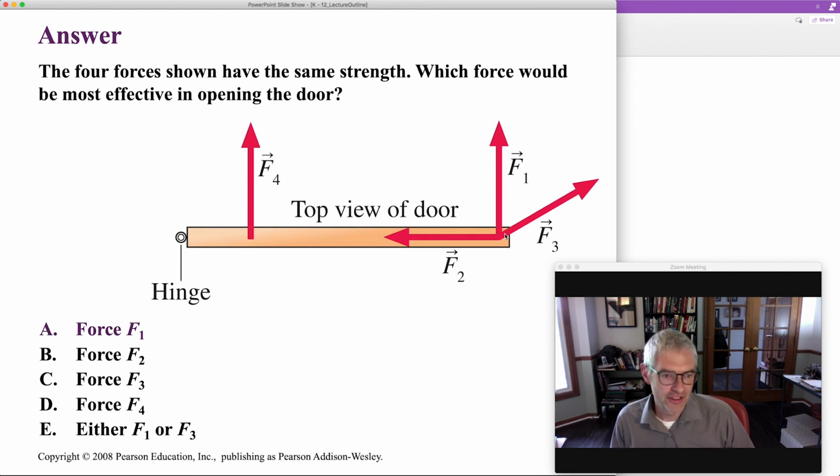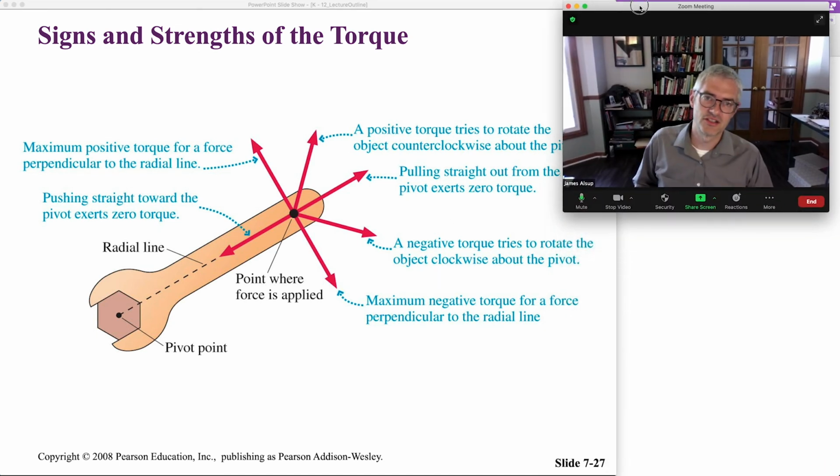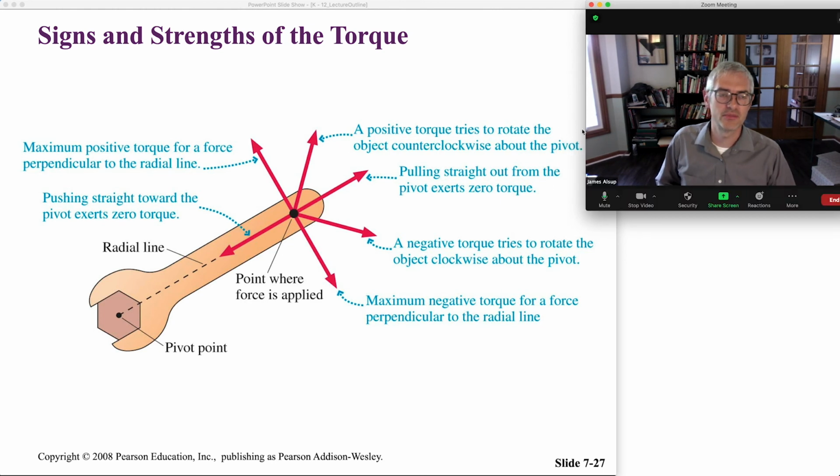When you're pushing perpendicular to the door and as far out as possible, it's easier to open up, right? If you're real close to the hinge, much harder to open in that case. If you're just shoving the door into the hinge, it's not going to rotate. And then if you pull off at an angle, it will open it, but it's not going to be an efficient way to open it. And this is going to start to underlie our understanding of torque. Torque is going to play the same role as a force, but in terms of a rotation.